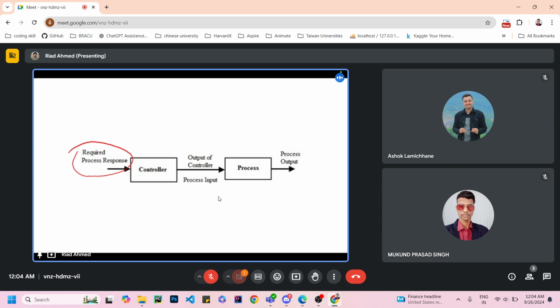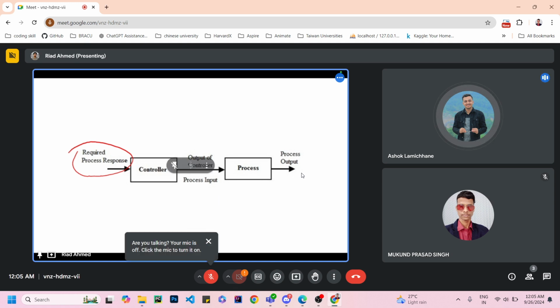And what is the process? The process is basically the motor. The motor process is basically the thing that the controller is trying to control. So in our case, the process is the motor. Can you tell me what is the signal that is required to control the motor? What is the type of the signal?